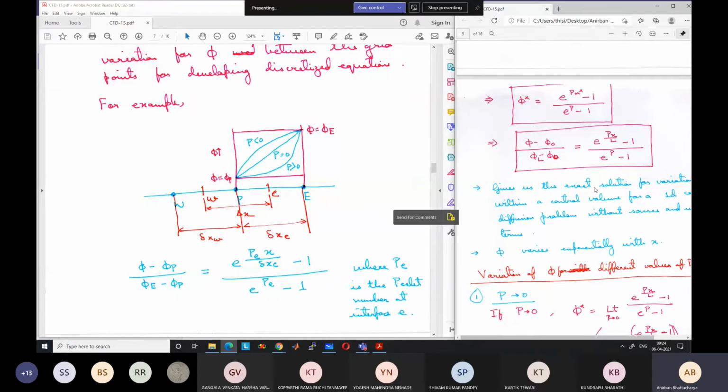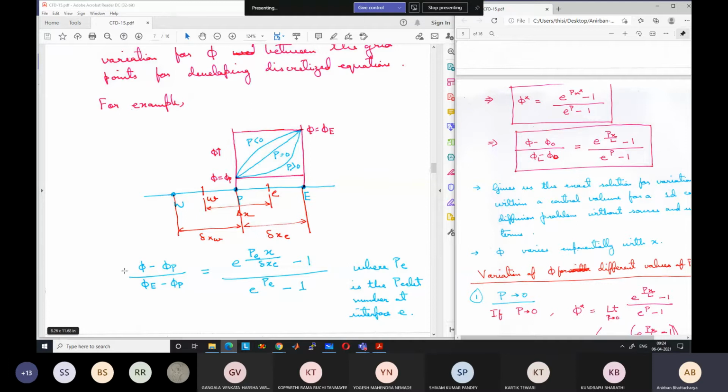The length L is delta xc in this case. Okay. So e to the power P x by delta xc minus 1 by e to the power P, again Peclet number at east interface, minus 1. So this is our variation. Okay. With this variation, we can find the value of phi at any point between P and D.